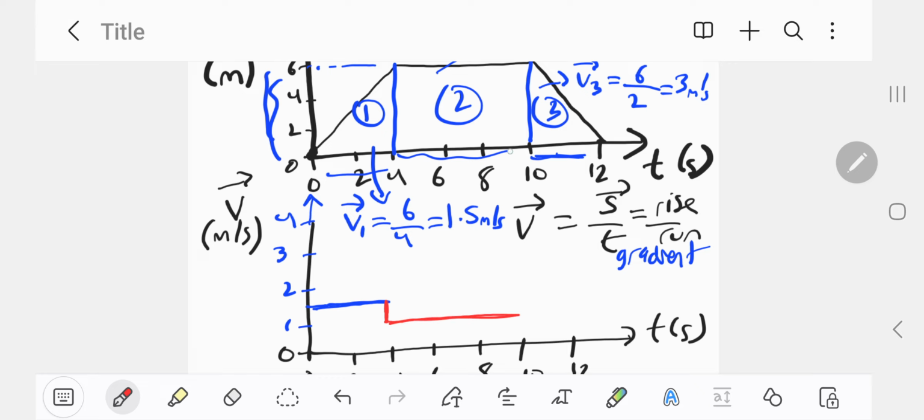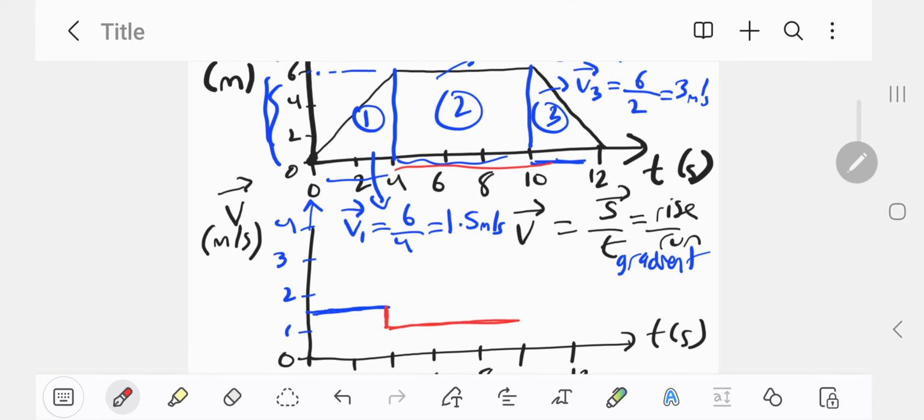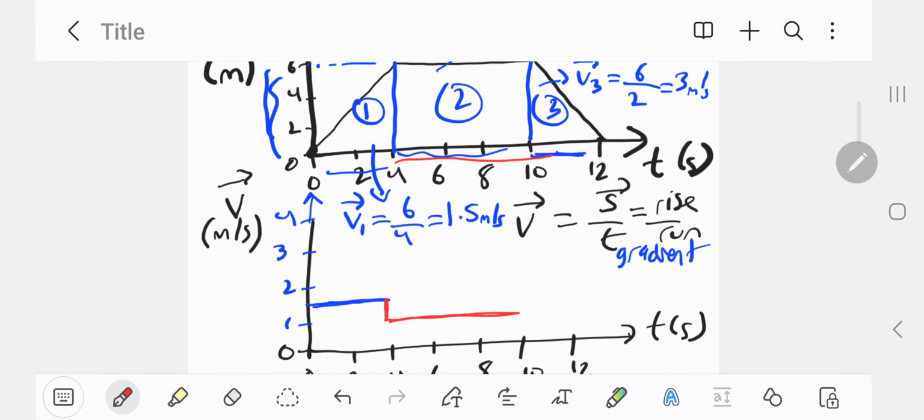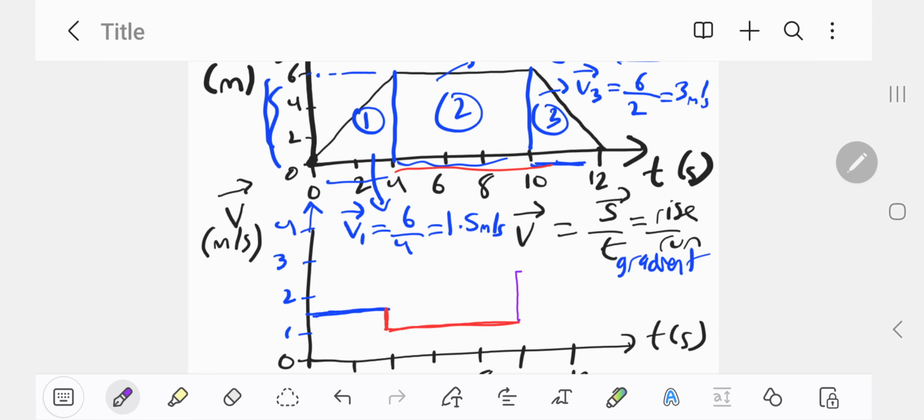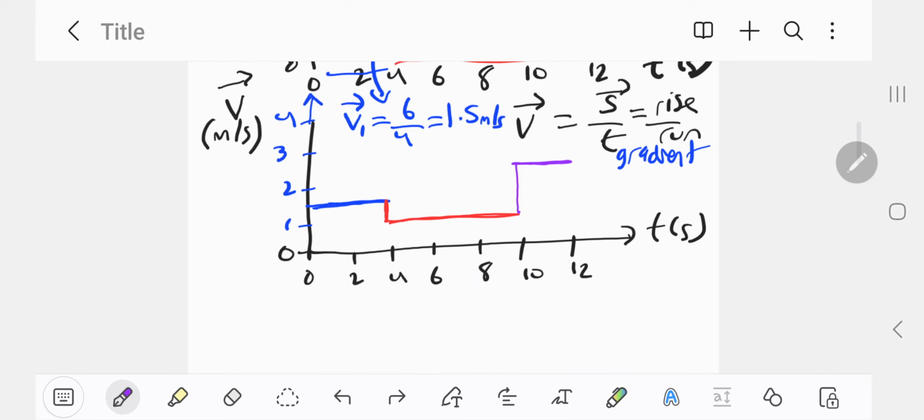Keep your eyes on this as well up here. See what's happening. The third shape, it's 3 meters per second. So between 10 and 12, it's 3 meters per second. You go back up to 3 and a flat line there, because it's constant velocity. 1.5 meters per second from 0 to 4 seconds means it's a flat line at 1.5. And similarly for the 3 meters per second and the 1 meter per second. And that's your velocity time graph.